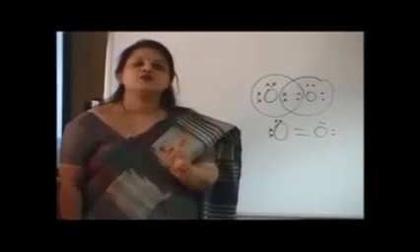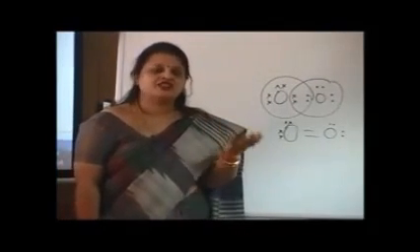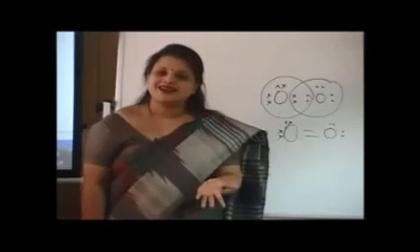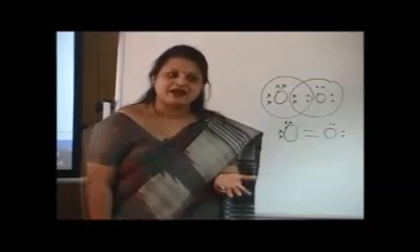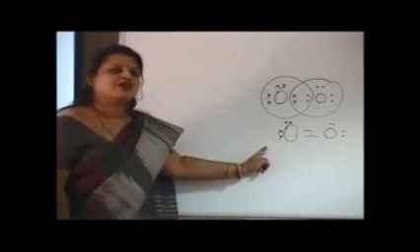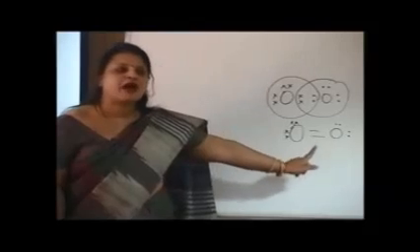That means it should be a diamagnetic molecule. Whenever the electrons occur in pairs, it gives a diamagnetic character. Whenever we have unpaired electrons, it becomes magnetic. So, according to the Lewis structure, the oxygen molecule should be diamagnetic. But actually it is paramagnetic.